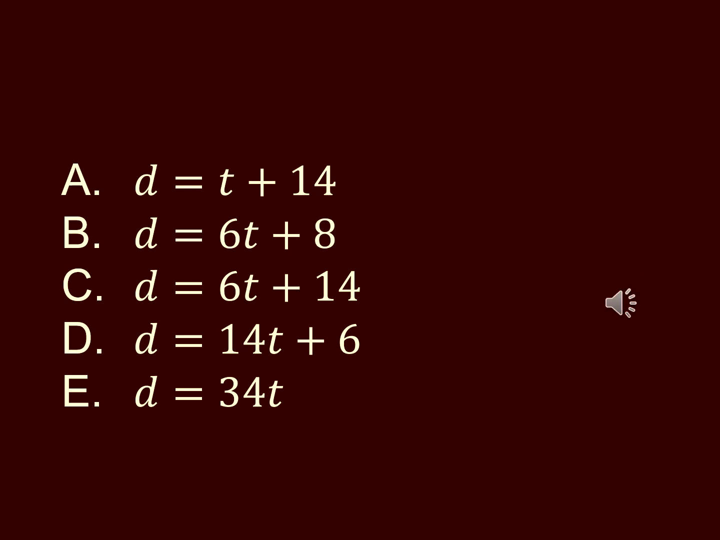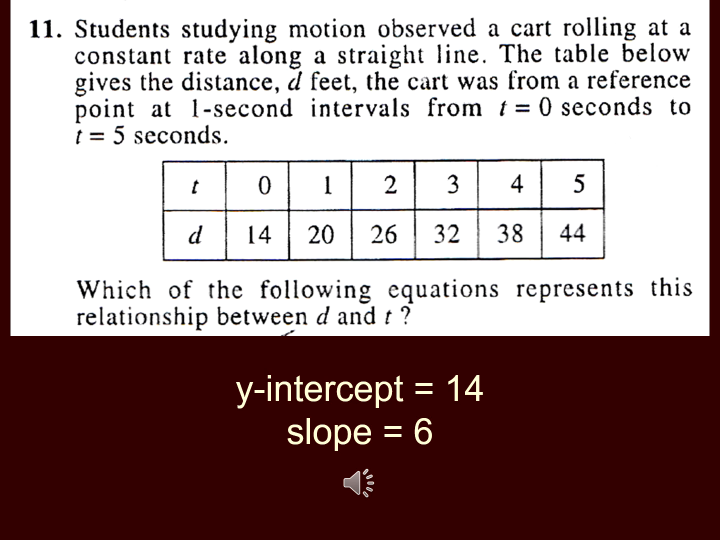Something you should notice about all of these choices is they're lines. They're all in like y equals mx plus b form, except instead of x and y, they've got t and d. And so the trick here is to look at the numbers and think in terms of a line, how are these related to each other? Well, the y-intercept always means what happens when the first number is 0. And when the first number is 0, the second number is 14. That's how I know that the y-intercept has to be 14.